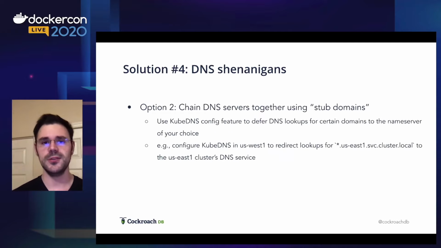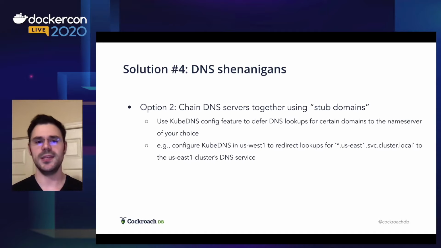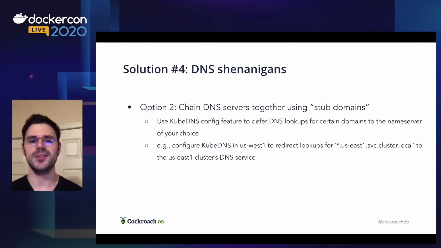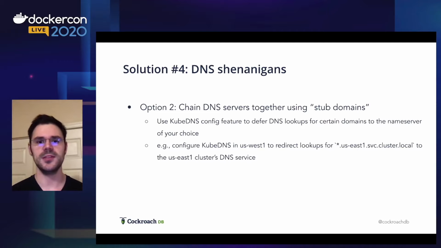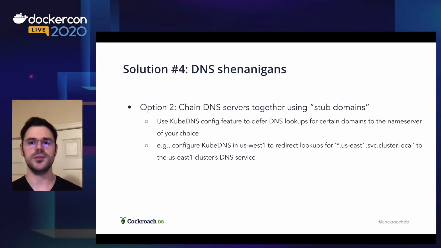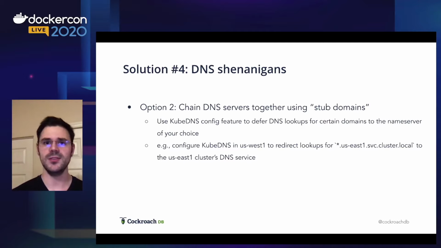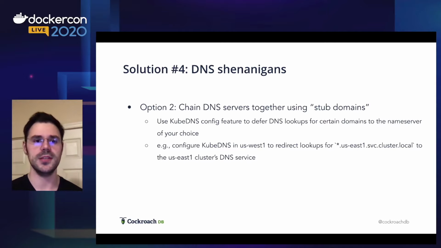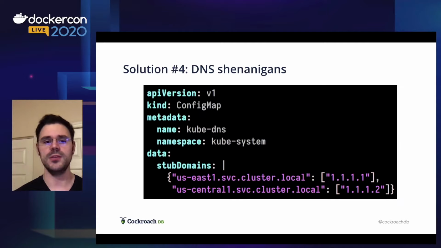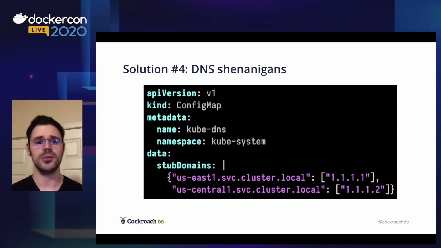Option number 2 here, if you're not interested in running CoreDNS, is called DNS chaining, and we're going to be using Kubernetes stub domains. So stub domains allow us to say, for this certain domain or set of domains, don't refer to the Kube API server for the lookup. Instead, pass this along to another DNS server. And we can do this by creating a config map in the kube-system namespace called kube-dns.